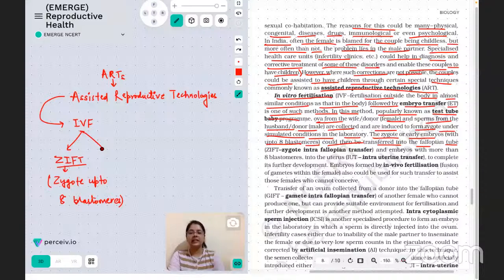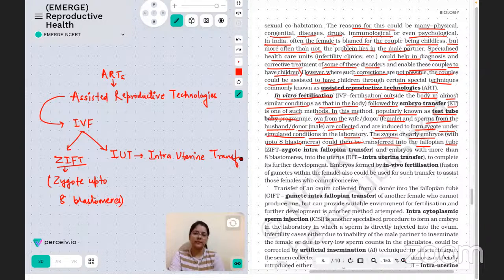लेकिन अगर ये more than 8 blastomeres होगा तो फिर हम एक दूसरे technique को use करते हैं जिसको हम consider करते हैं as IUT. That means intrauterine transfer. So you can see over here, zygote and embryos with more than 8 blastomeres, they are transferred into the uterus. उसको direct हम uterus में transfer करेंगे क्योंकि उसका development ज्यादा हो चुका है. So IUT, which is intrauterine transfer, to complete its further development.